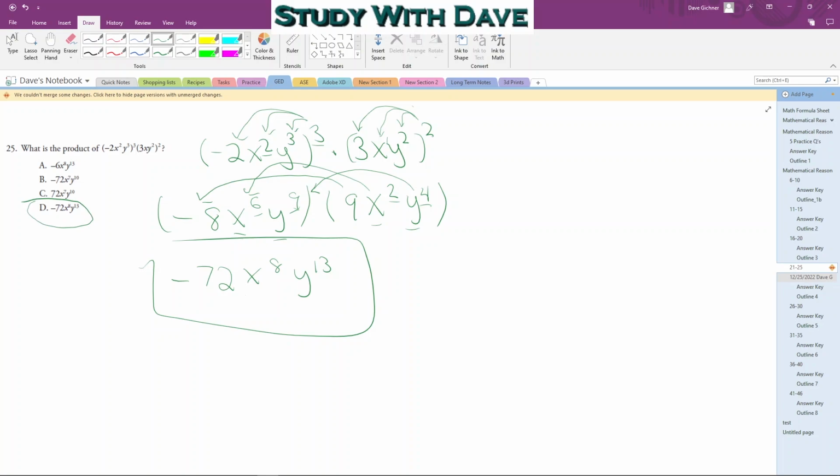Exponents aren't too hard. You just got to make sure you don't do too many steps in your head and remember when to add and multiply.